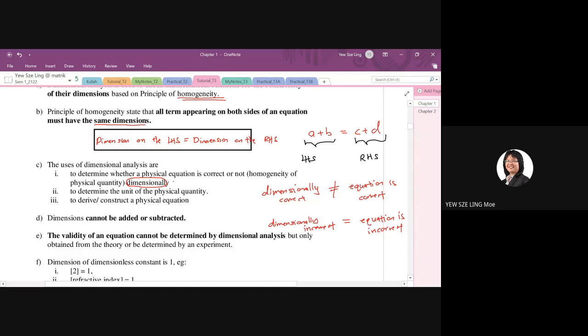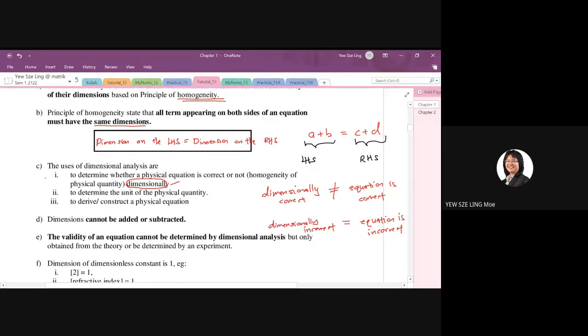If the question asks you to check whether the equation is homogeneous or not, then this is the term that you need to mention: dimensionally. You mention its dimension. You don't say that the equation is wrong or the equation is correct. You have to mention it is dimensionally correct or dimensionally incorrect. That is how you answer the question, and that is our main focus today. We are going to check the dimension for various equations.